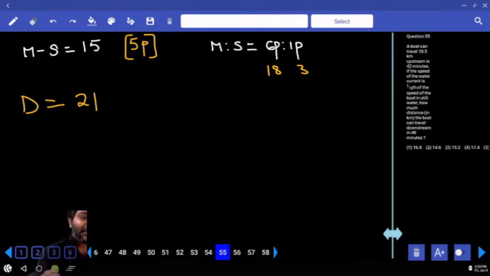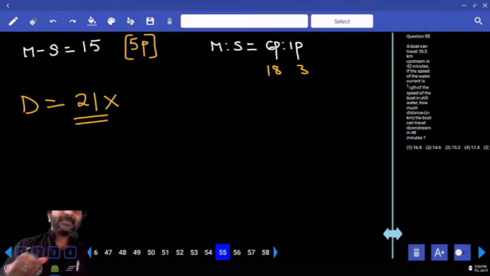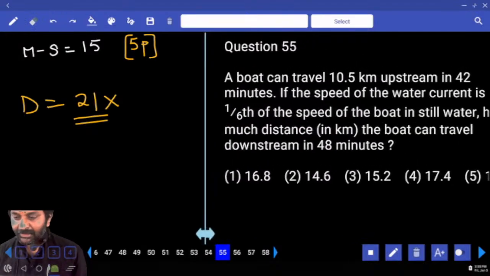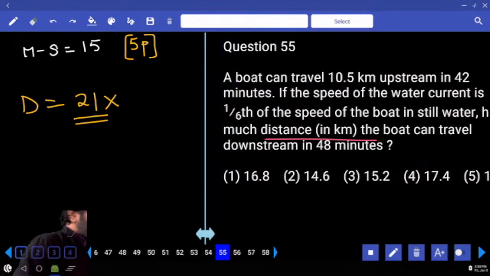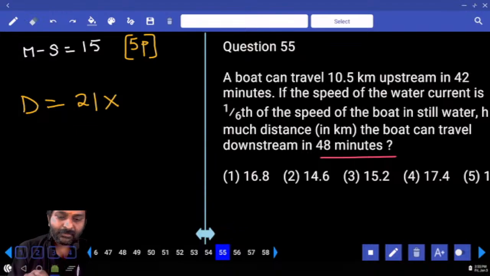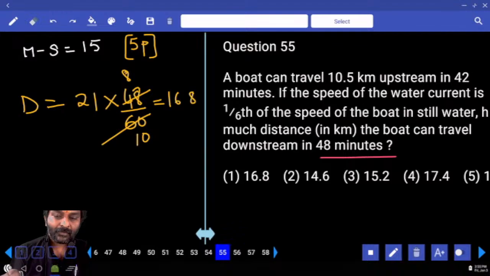Now the question is to identify the distance. Distance is equal to speed into time. Speed is 21, measured in kilometers per hour. Now you need your distance in kilometers. Distance is in kilometers, speed is in kilometers per hour, so time should be in hours, but the time mentioned should be converted into hours, 48 divided by 60. Keep 6 as it is. 6 into 21, 168 by 10, 16.8, first option.